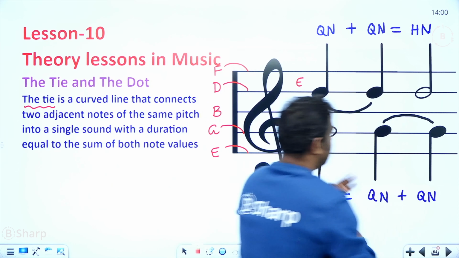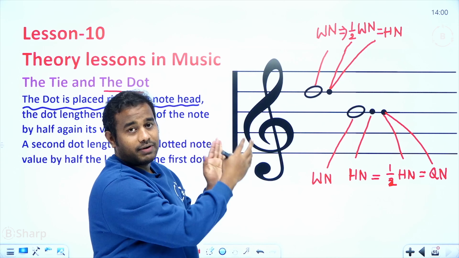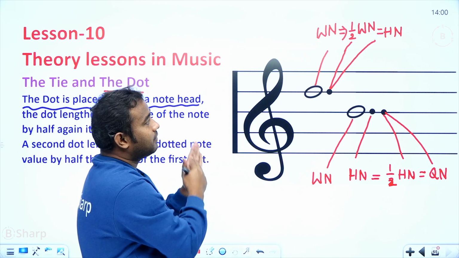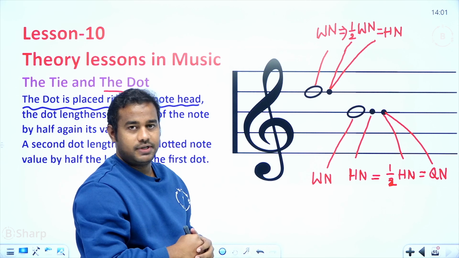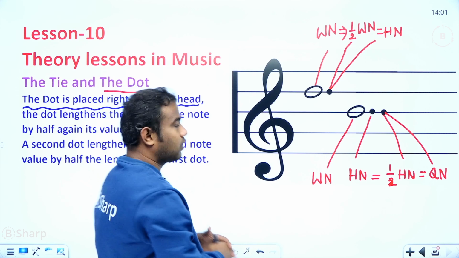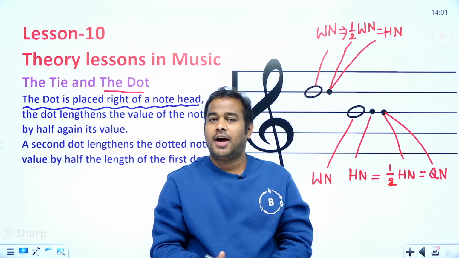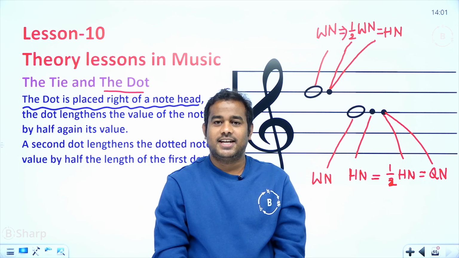And one more thing here is that the value is half of this one. So whatever note you are going to play, you have to continue the note for another half duration of time. So these are the things related to the concept of a tie and a dot. I hope you understood the concept of a tie and a dot.